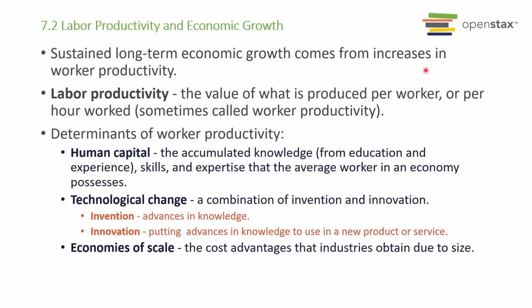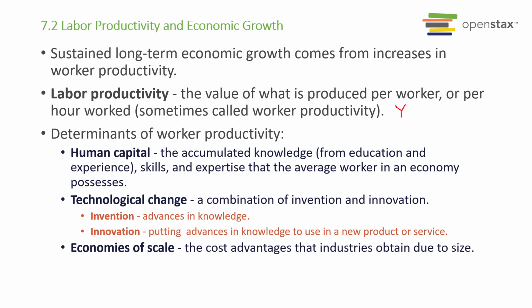Okay, a little bit more here. So worker productivity here is the key. Okay, and it is defined as labor productivity. That's the vocabulary word here. And that is essentially the value of what is produced per worker or per hour worked. So we can think of it in two ways. So let's see if we can write this out. So if we have output, we can think of it as output right here.